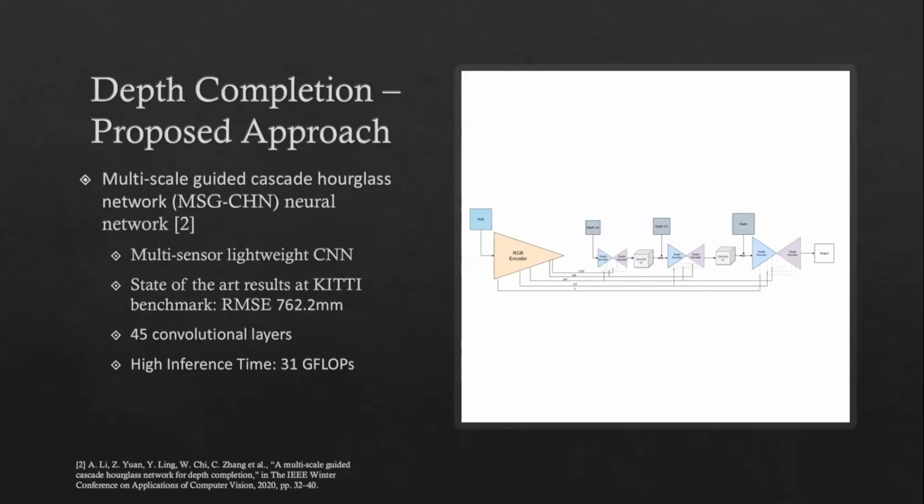The second approach I'm going to talk about today is called Multi-Scale Guided Cascade Hourglass Network, or MSG-CHN. It is a much lighter network in comparison to the previous ENet. It only has 45 convolutional layers, and it was published in 2020. At the time, it also achieved state-of-the-art on the KITTI benchmark with an RMSE of 762.2 millimeters.